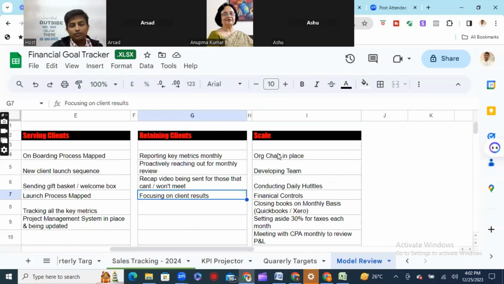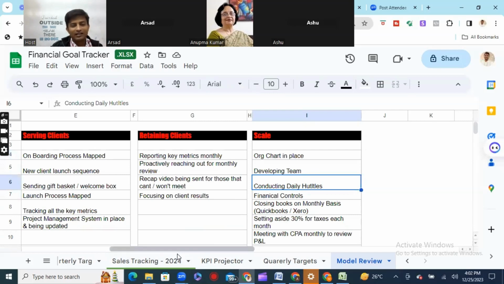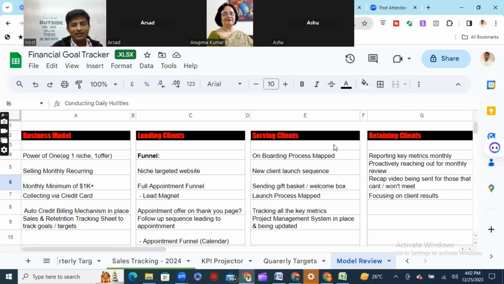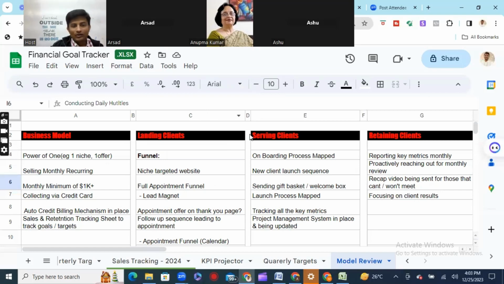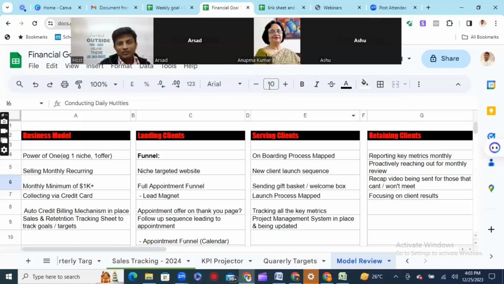And when you scale, you need charts, you need a team. This is the next level thing. Okay, first of all we have to do the first part, getting the clients. Then we will do the serving, and landing the clients will be done. Okay, so these are the things that you need to do.